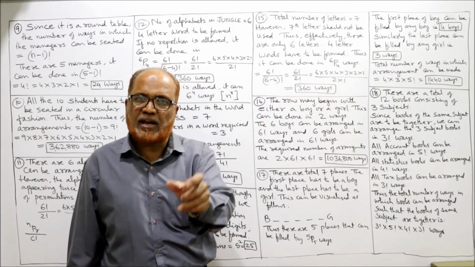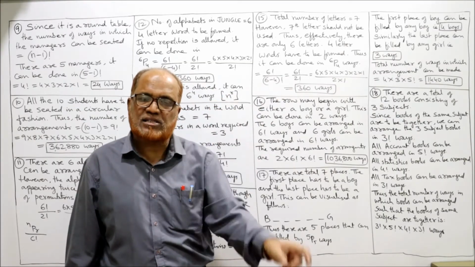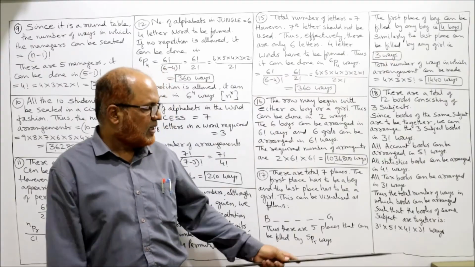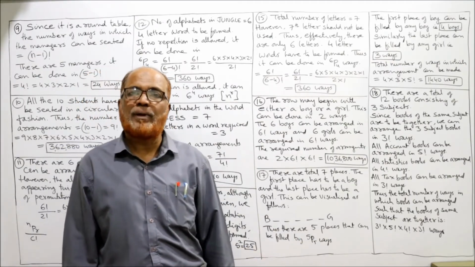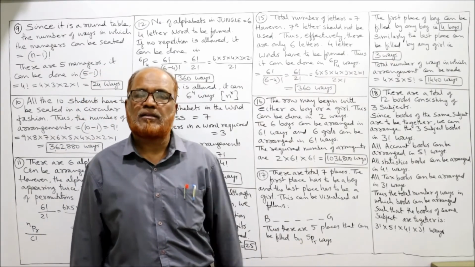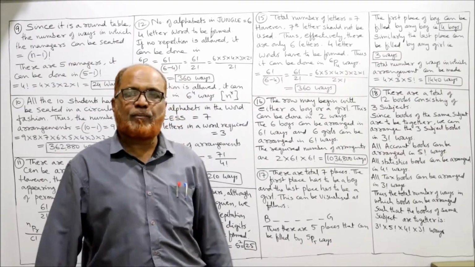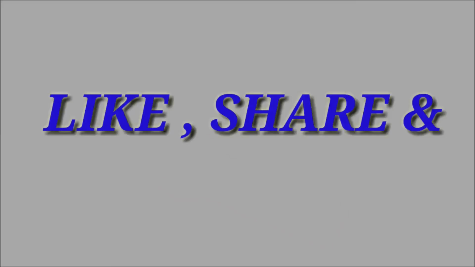Accounts books should stay together in one place, statistics books together in one place, tax books together in one place. So in so many ways we can make the arrangement. That's all. So this is the end of problem number 18.